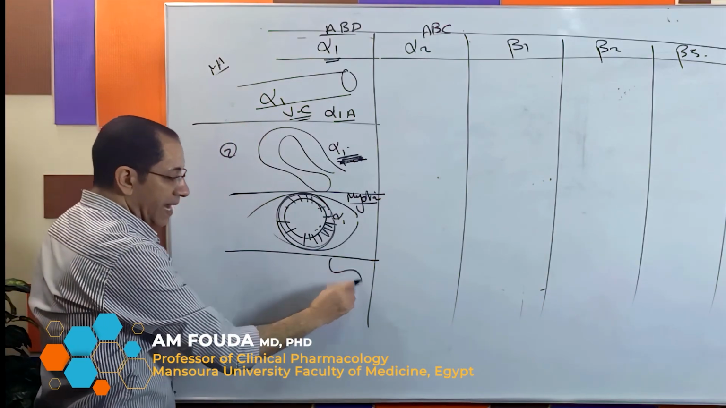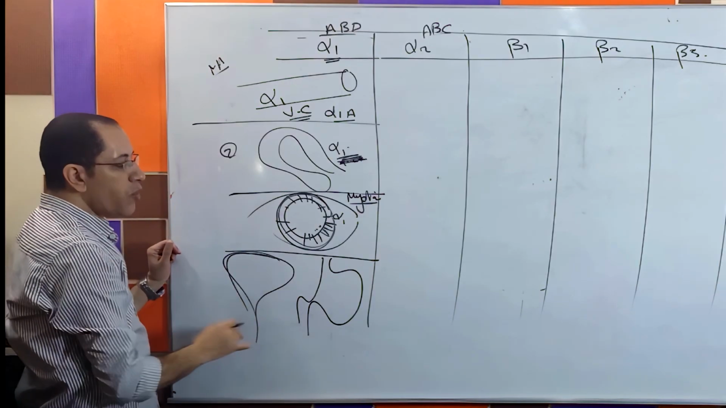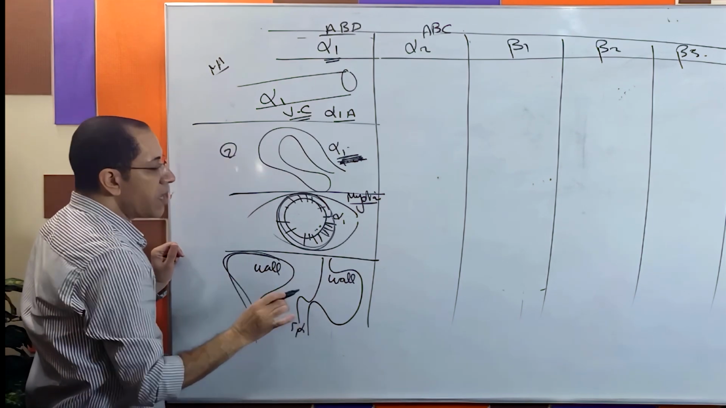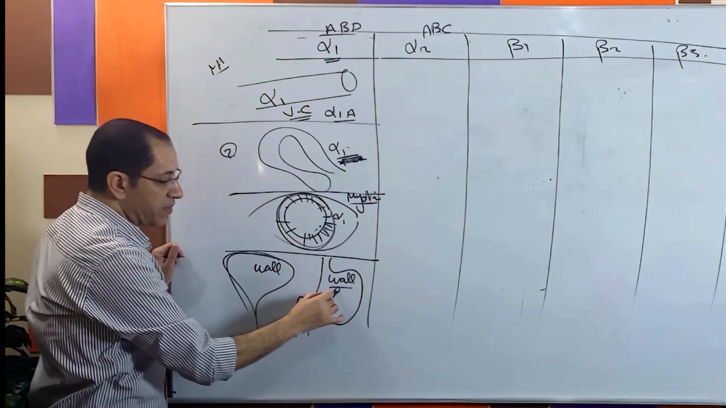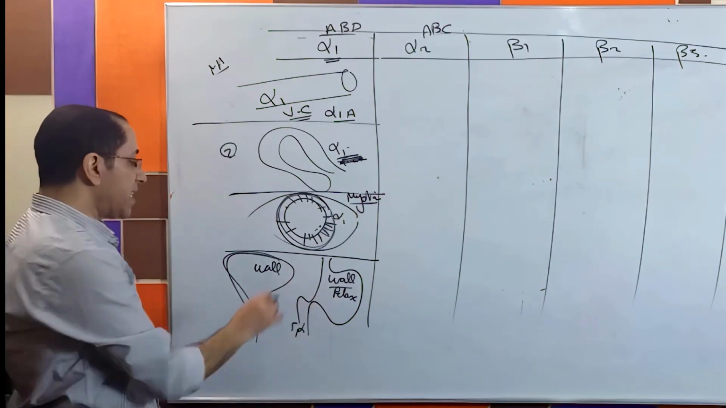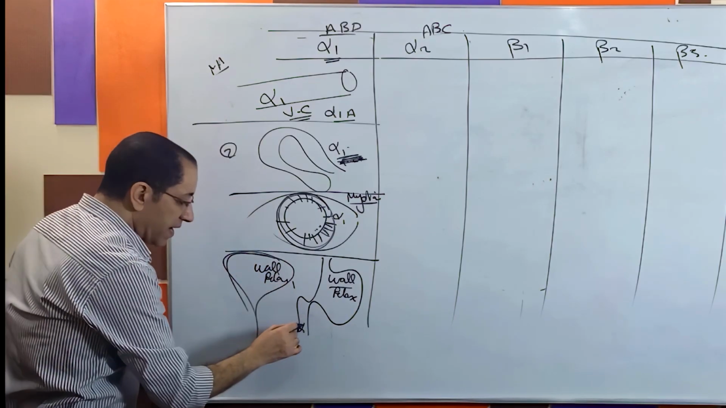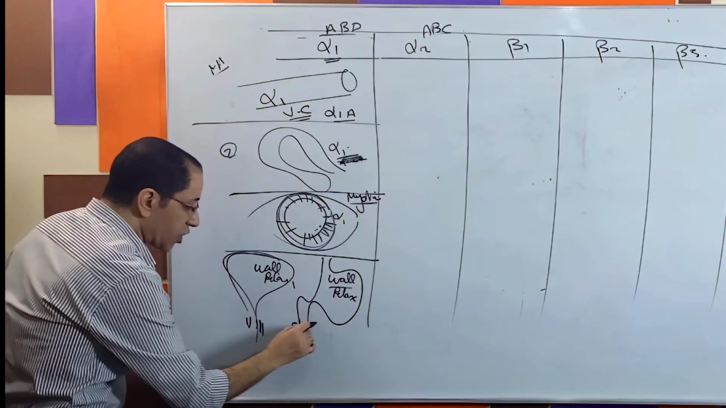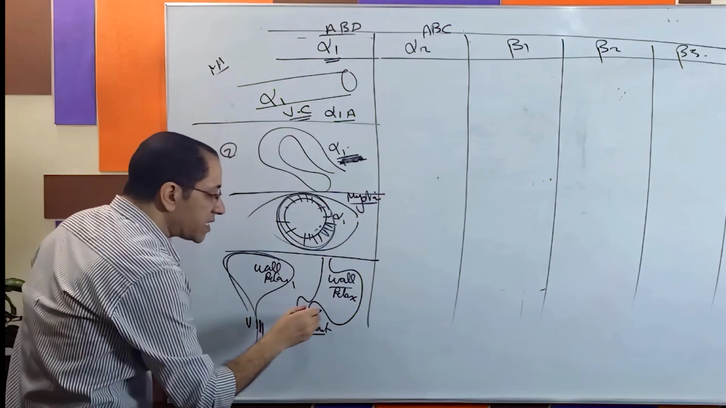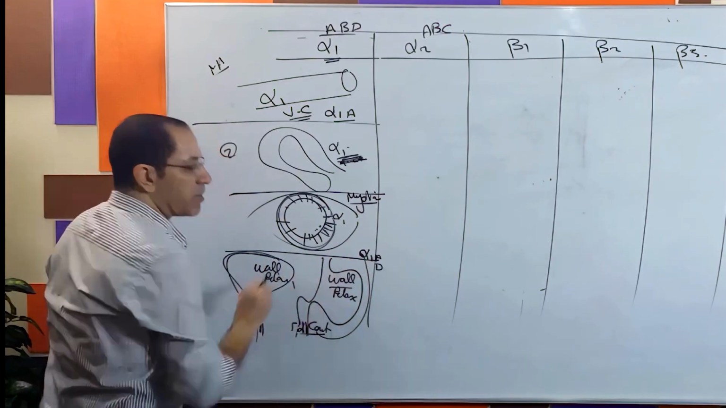Fourth site for alpha 1 receptors: this is the GIT and this is the urinary tract. Let's talk about them as one. In both of them, we always have a wall and we always have a sphincter. Alpha 1, if it's found in the wall, causes relaxation, and this is an exception because I told you alpha 1 always causes contraction. If it's found in the wall of the urinary system, it also causes relaxation. But in sphincters, it causes contraction. If you want to be more scientifically exact, in the sphincter we have alpha 1A and alpha 1D causing contraction.